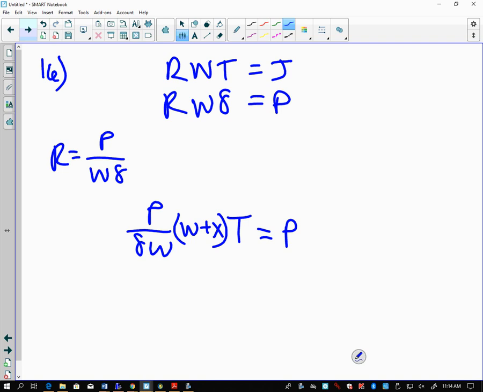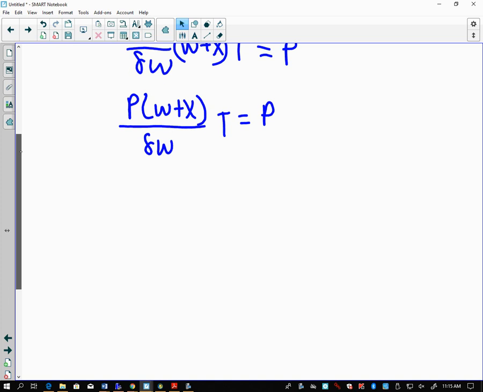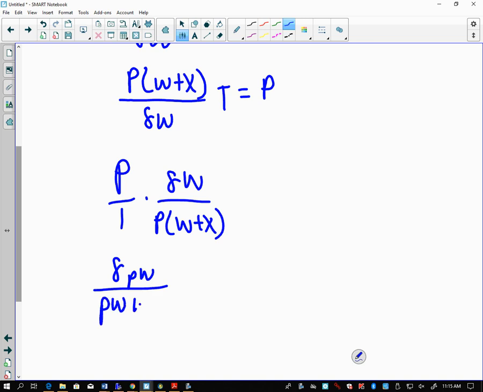All right. Make sure I'm not doing anything wrong here. Okay. So I would have P times W plus X over 8W times time equals P. Multiply by the reciprocal. So let me just drag this down here a little bit. Give myself some space. Okay. So I'm going to write P over 1 times 8W over P times W plus X. Okay. So I get 8PW over, let's see, PW plus PX.